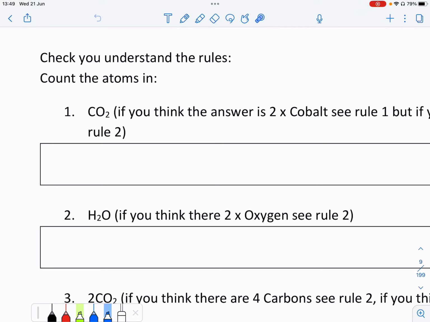Okay, in this video we're going to count atoms. This first one is a straightforward one. We can see there is one carbon because there's a number after the carbon, and then oxygen we have got two. So the way I would write that down is I've got one carbon and two oxygen atoms in that formula. I'm going to skip the next one.